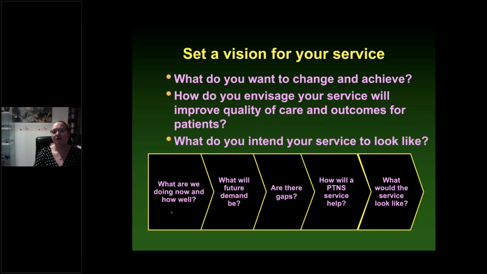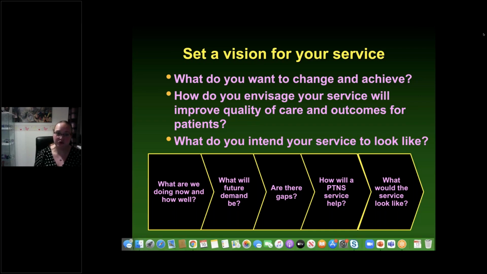To begin with, whenever we're thinking about setting up a practice or setting up a new service, you have to do an assessment of your current service and set a vision for it. So what is it you're wanting to change or achieve? How do you envisage your service will improve the quality of care or the outcomes for patients with overactive bladder? And what do you intend the service to look like?